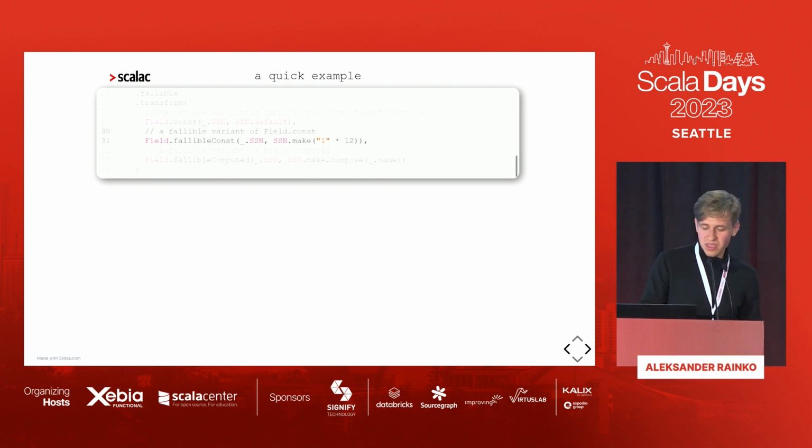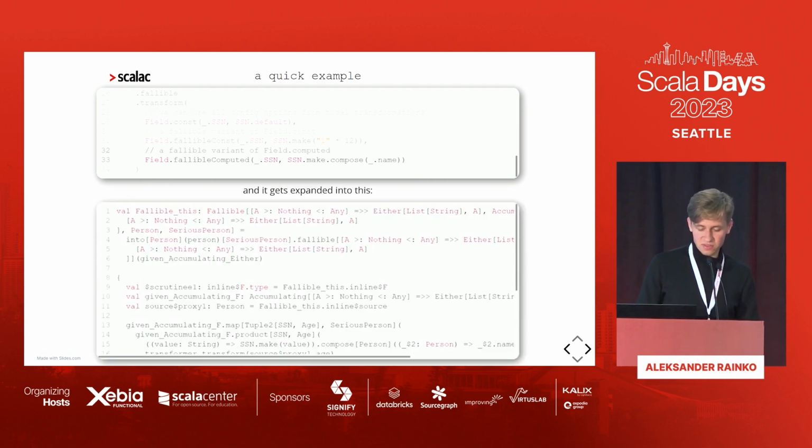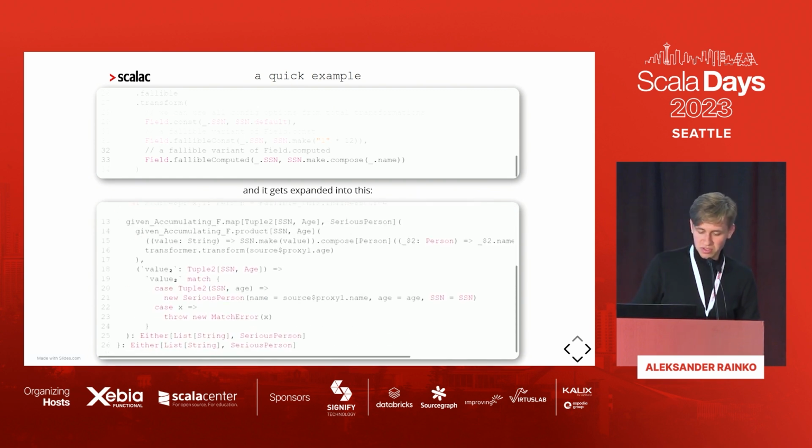So yeah, SSN.make, as you remember, returns Either List[String] or SSN, right? So we can just pass it in here. Likewise for fallibleComputed, but this time we use a field from the source type. So we make an SSN from the name of the person. What it gets expanded into is something like this. There's a lot of code at the top that we don't really care about. What we care about is this.